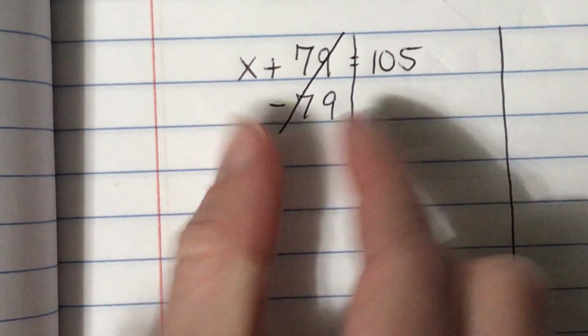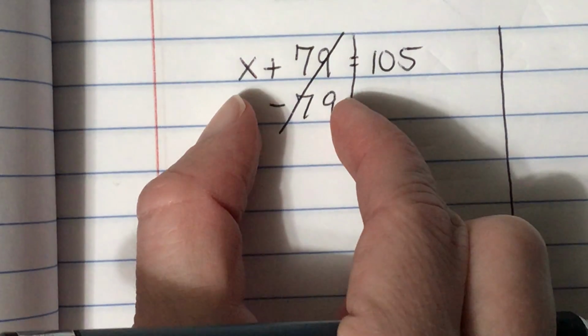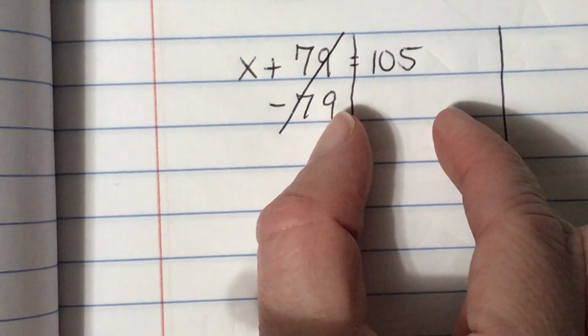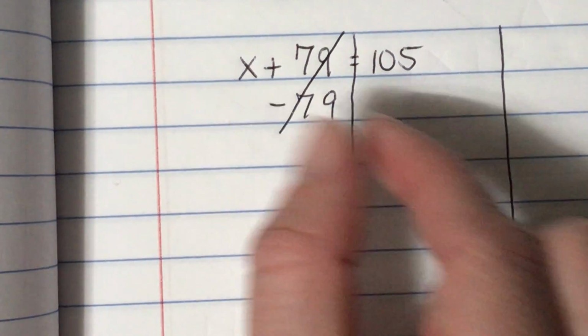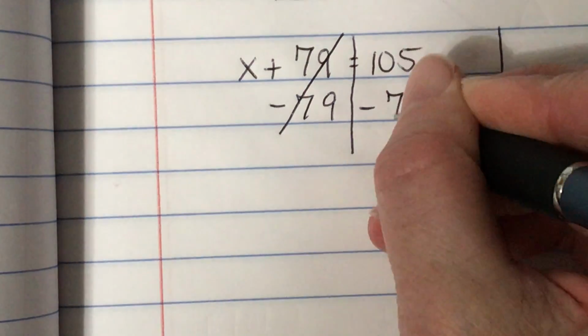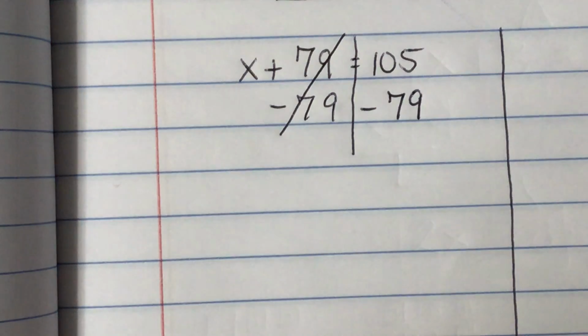But now if you think about a balance, if I took away 79 from this side of my balance, what would I need to do to this side of my balance to keep it even? Well, if I was to remove 79 from this side, I would have to subtract 79 from this side as well to keep it balanced.